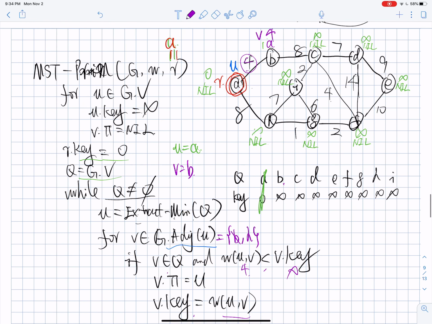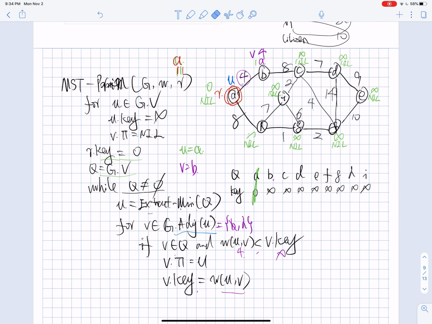So next we're going to have V equal to H. So V is going to be here, okay? And we're going to check if, here we need to update the key of B. We just updated it to 4, so it's right over here.